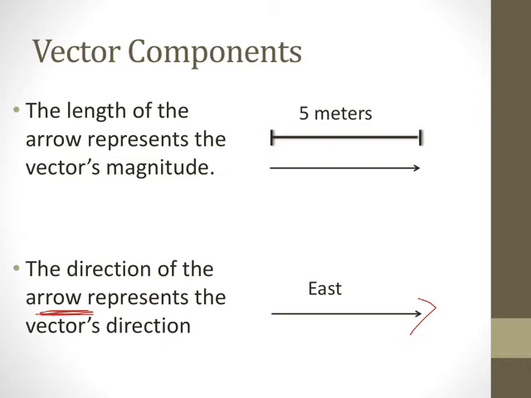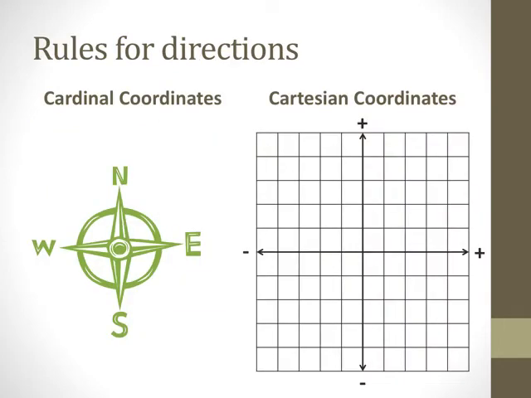Okay? Could be 5 meters, could be 5 meters per second, could be 60 meters per second squared, could be 500 newtons. Alright? The arrow will let you know if it's going up, down, north, south, east, west, whatever direction you're dealing with. Okay? Speaking of directions, there are different ways we can talk about directions. We're going to focus on the cardinal coordinates to start with.